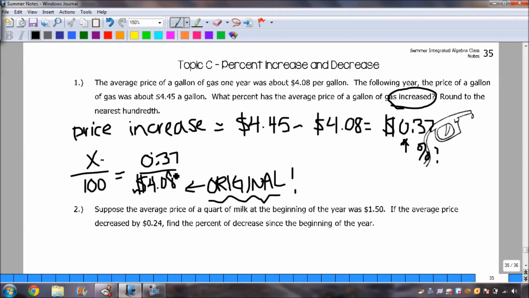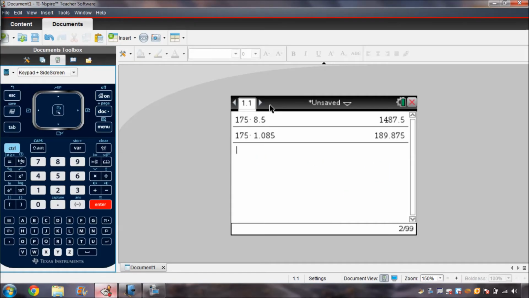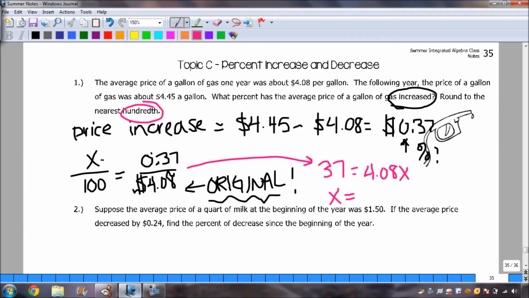Okay, go through and cross multiply. You end up getting 37 equals 4.08x. Divide by $4.08, you end up getting x equals, rounded to the nearest hundredth. Let's see what we get. So it should be 37 divided by 4.08. Your answer is 9.06863. You might have more decimal places than I do. That's fine. But rounded to the nearest hundredth, you should get 9.07%.